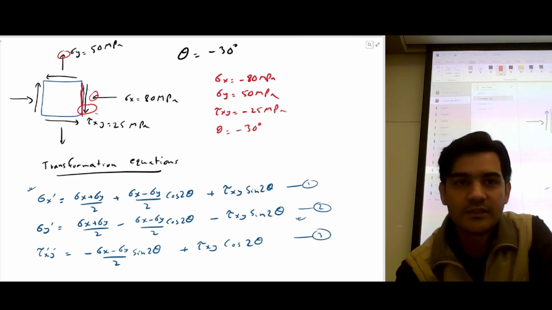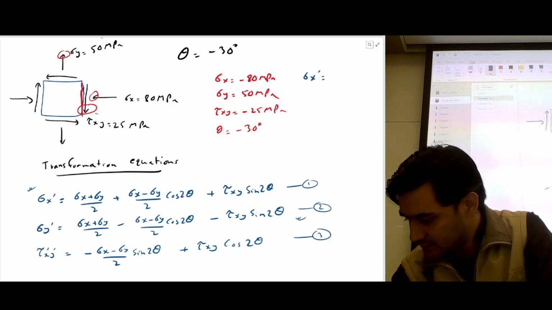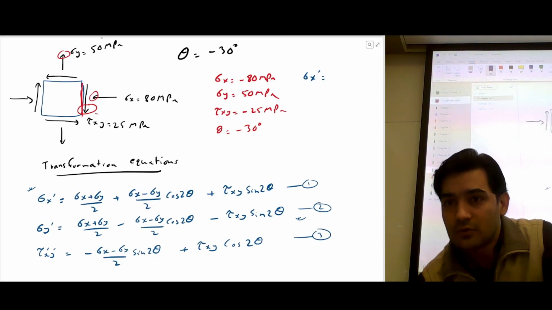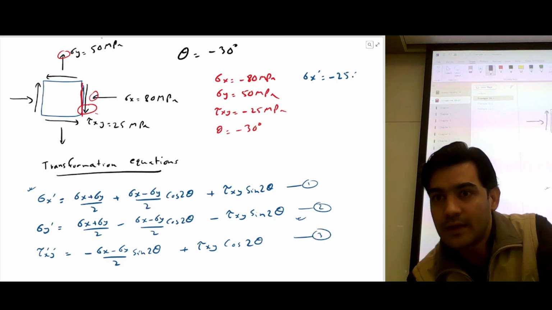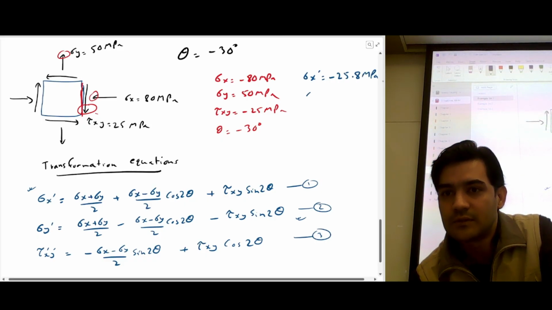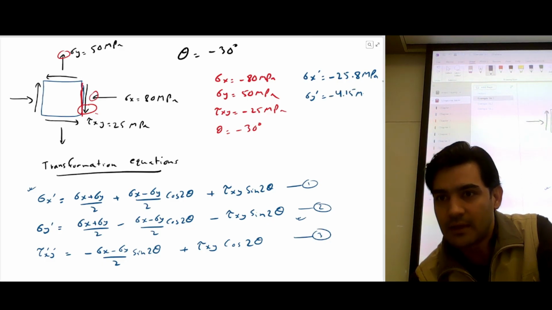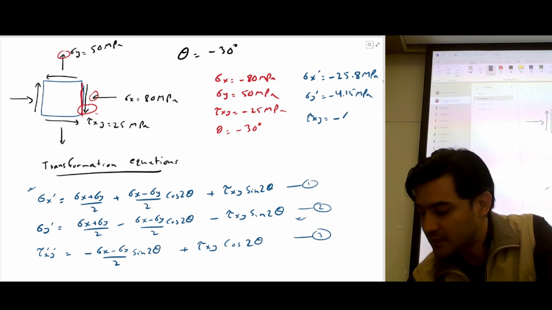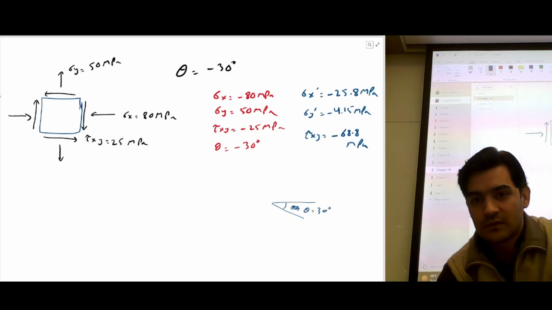So if you use the equation, this is what I am getting. Stress X prime I'm getting is negative 25.8 megapascals. Stress Y prime I'm getting is negative 4.15 megapascals. And tau XY I'm getting is negative 68.8 megapascals. So this is what I'm getting.